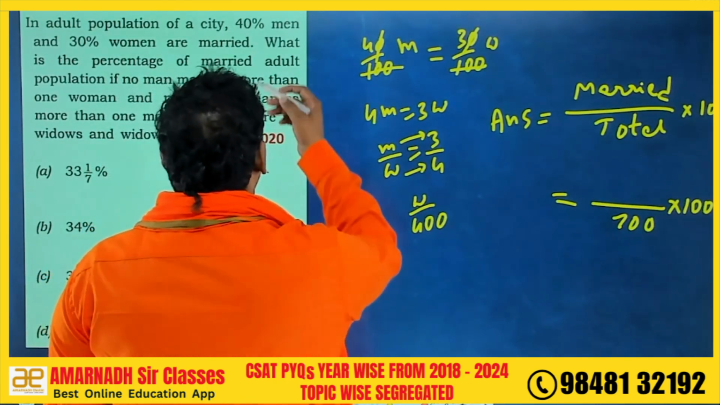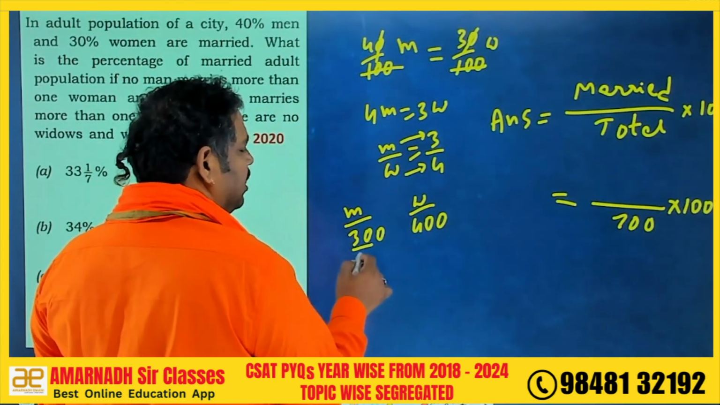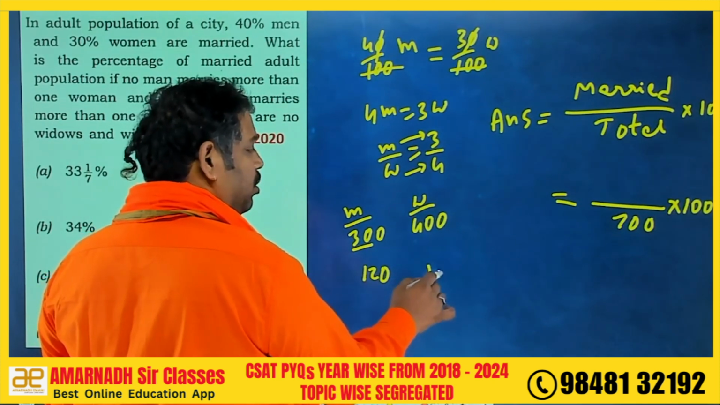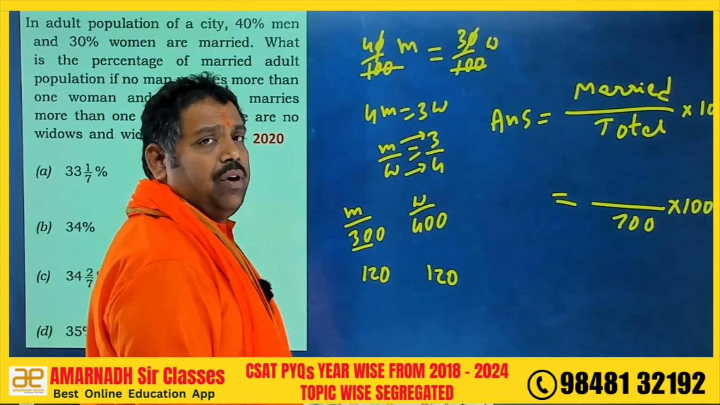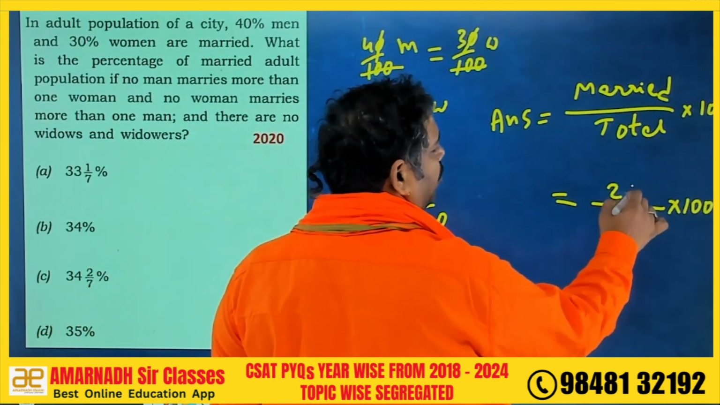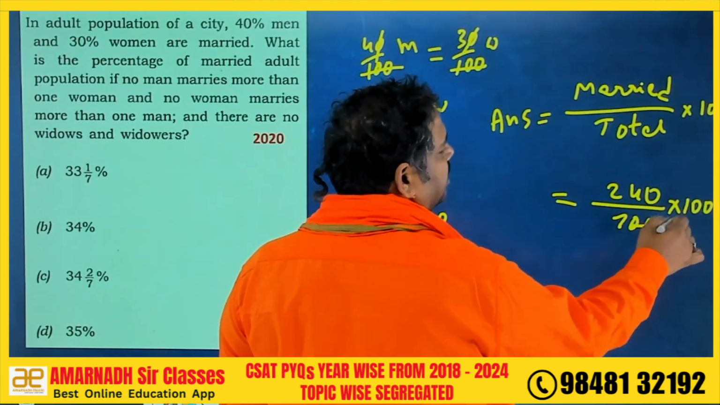In the men, 40% got married, right? 10% is 30, 40% means 120. And we know that there are equal numbers of men and women married, right? 120 plus 120, total how many? 240 got married. Okay, now the zeros cancel.